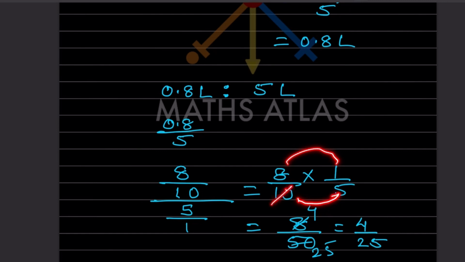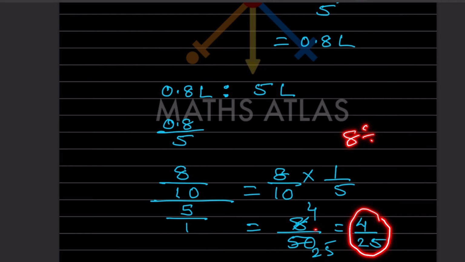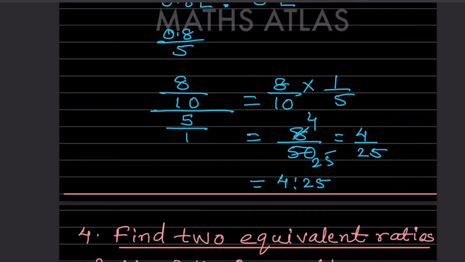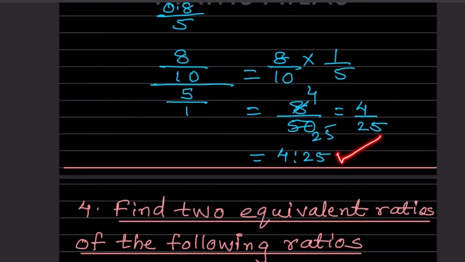Directly you can also cut over here. But this is also one way. 8 ones are 8 and this. So when we simplify it, we get 4 by 25. Also you can go to 8 divided by 2, 50 divided by 2, which is 4 by 25. So the answer is 4 to 25.